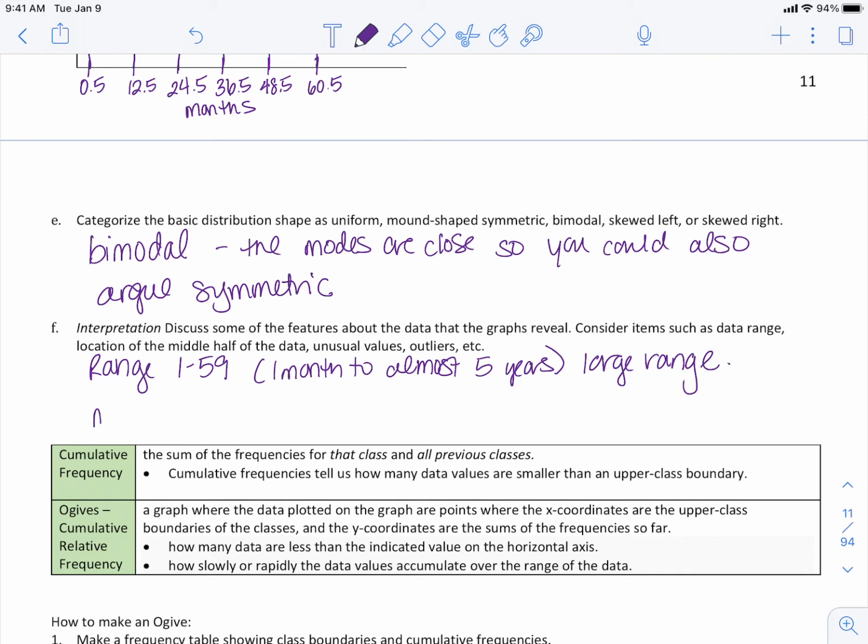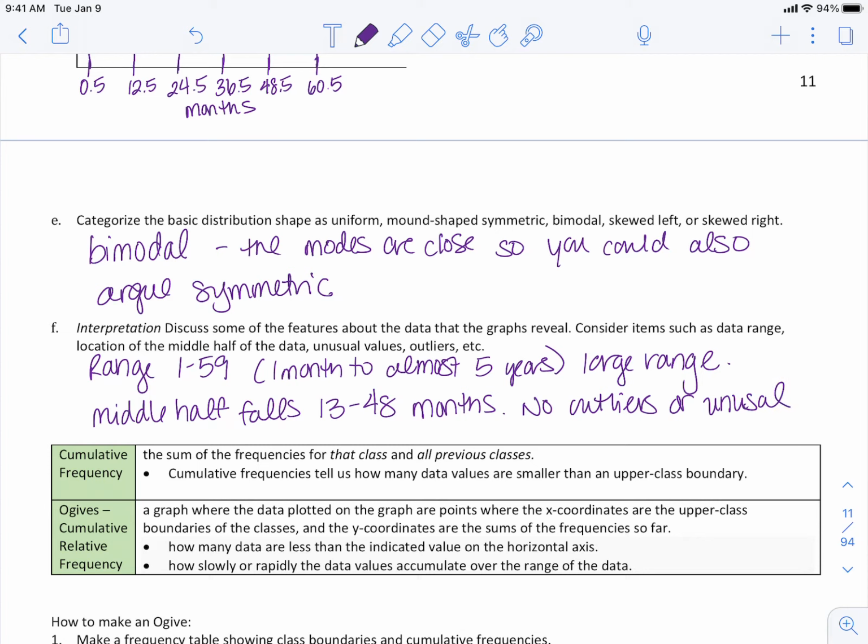The middle half falls from 13 to 48 months. And there are no outliers or unusual values.